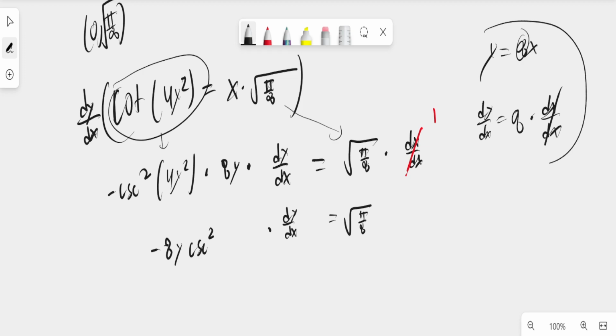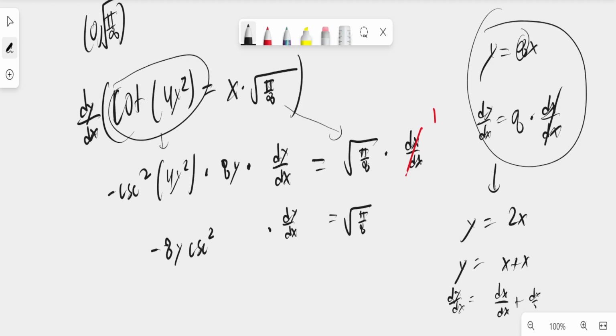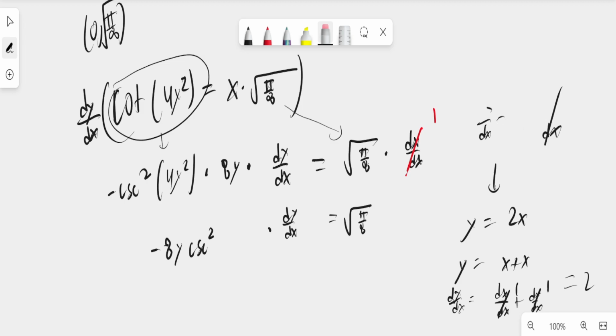Actually, here's a better way to explain this. I just figured it out. You know why coefficients stay? Let's say y is equal to 8x. Isn't it just product rule? It is product rule. You can try that for yourselves. Another way: let's say y is equal to 2x. Y is equal to x plus x. Dy dx is equal to dx dx plus dx dx. Those cancel out, so it's just 2. So there are multiple ways to prove that this works.